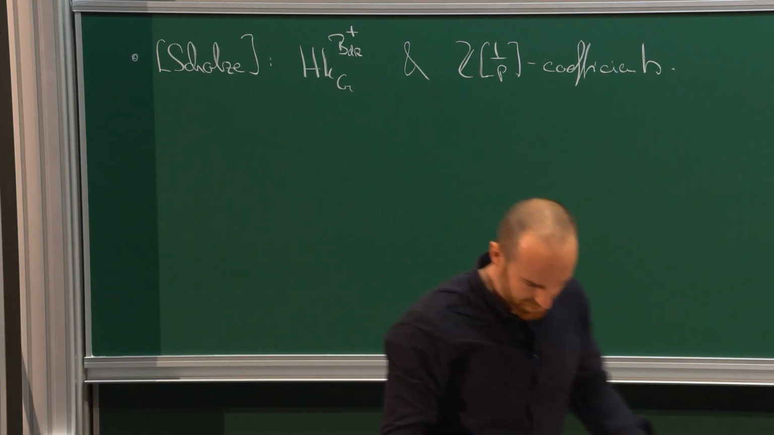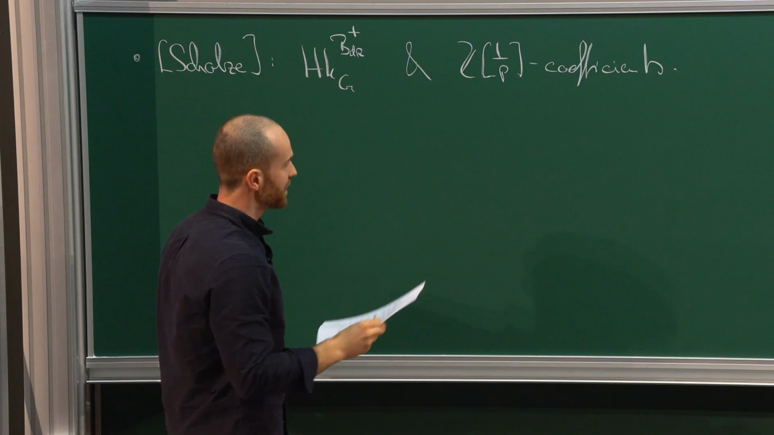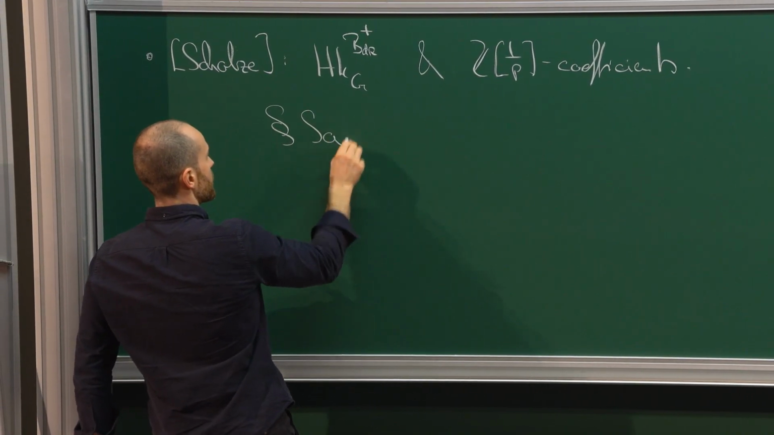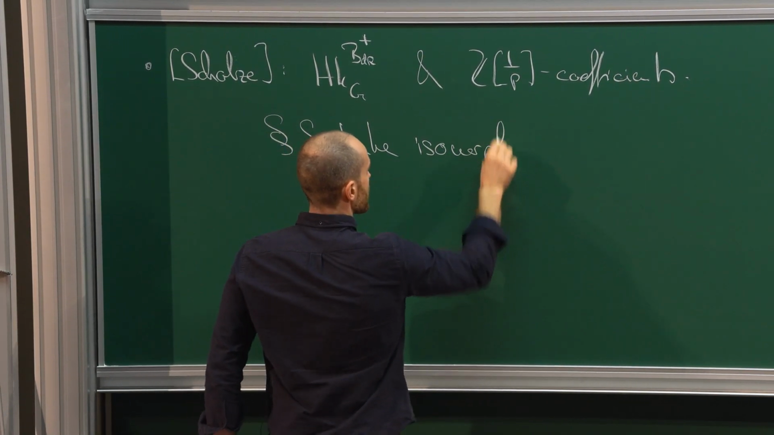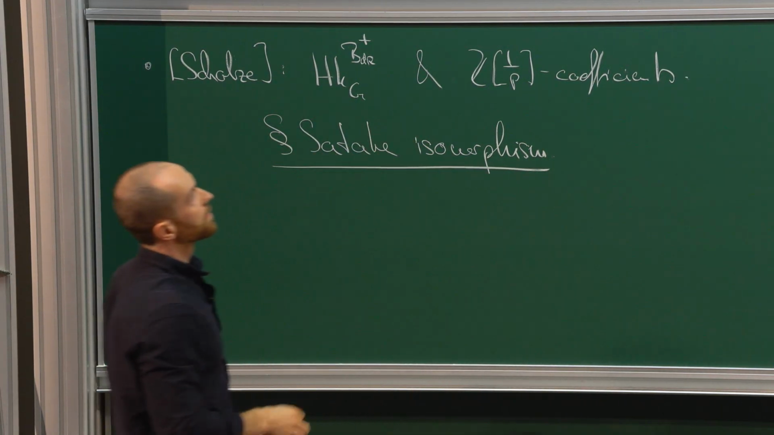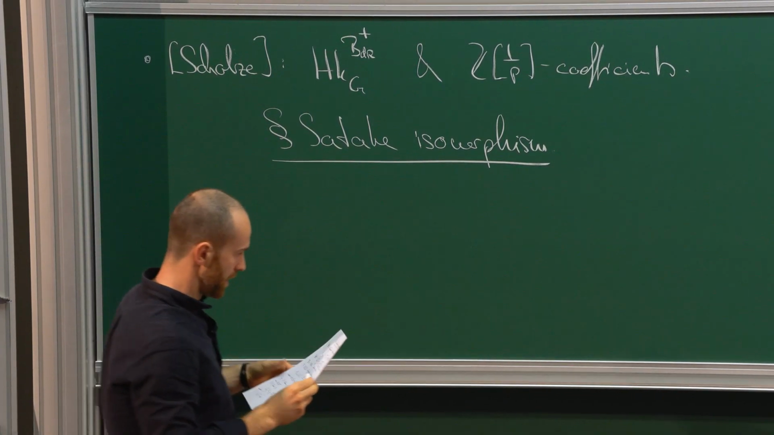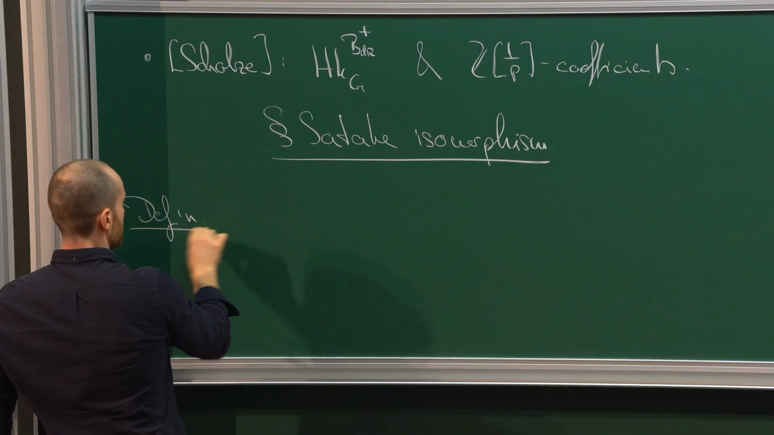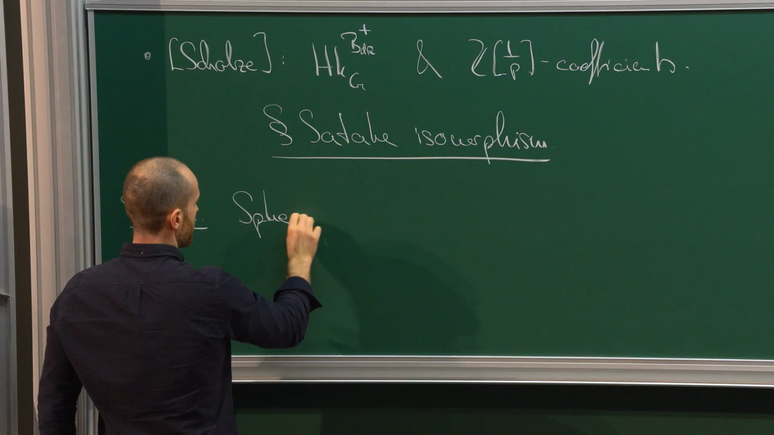Okay, but let me maybe jump back. What I start with today is a reminder on the classical Satake isomorphism. There you can also see some of the structures that we have appearing. And here the basic object of study is the spherical Hecke ring.